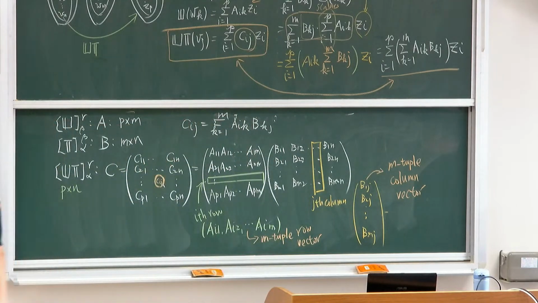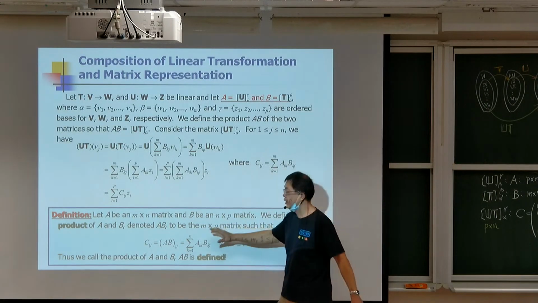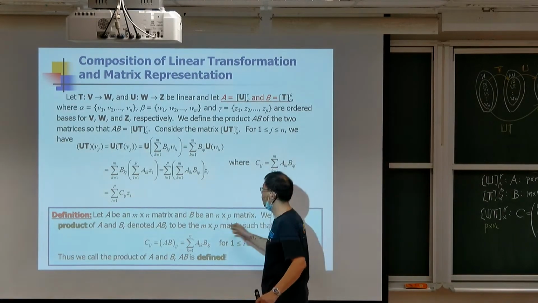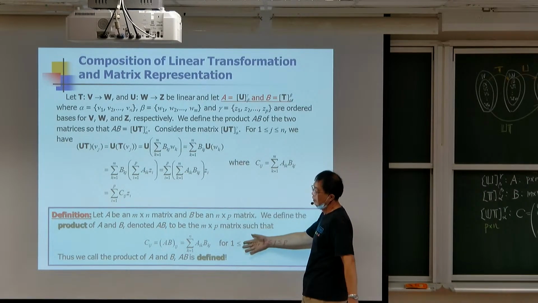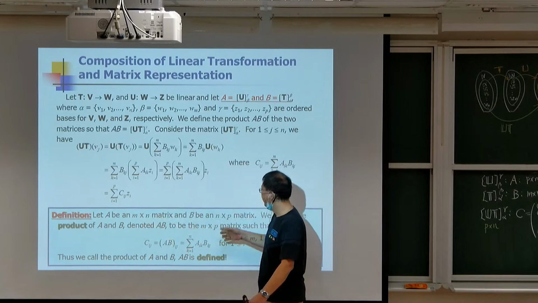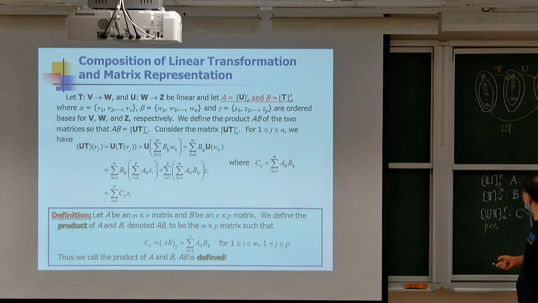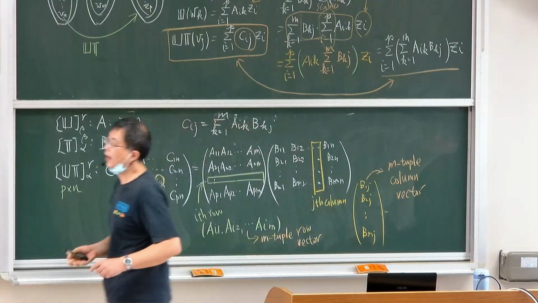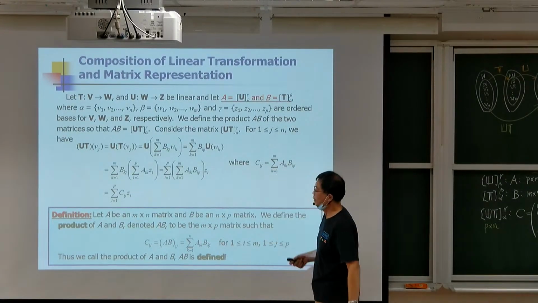Okay. Here I have a little bit different definition, because here I use A as p by m and B as m by n. But in the lecture notes, A is m by n and B is n by p. So it's a little bit different here, but anyway, the result should be valid. Okay, so we define the matrix multiplication of two matrices.